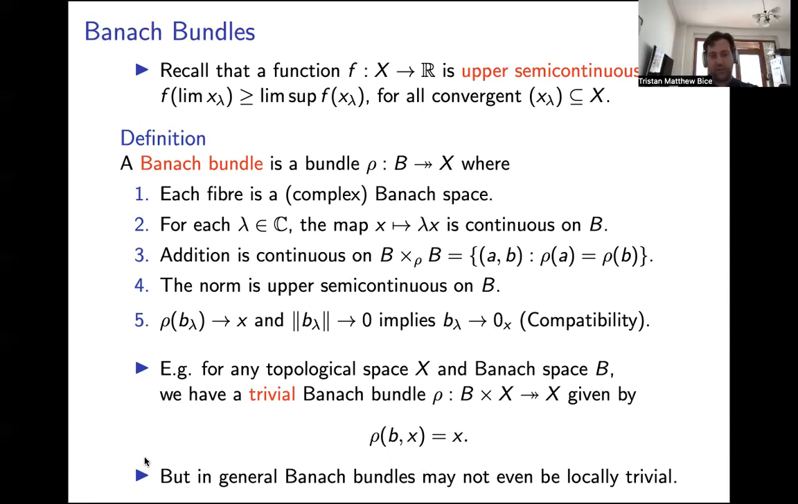With our bundles, we're going a bit further even. We're not even requiring local triviality. There's not necessarily any fixed Banach space I can use to get local trivializations. The fibers could be very different at different points. All we're requiring is these conditions up here. But in some sense, because of the norm structure, this allows us to even deal with the possibility that the fibers at different points can be very different.